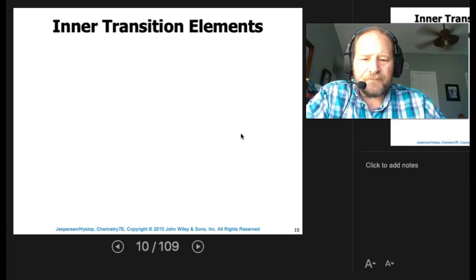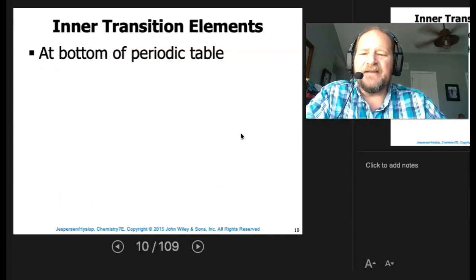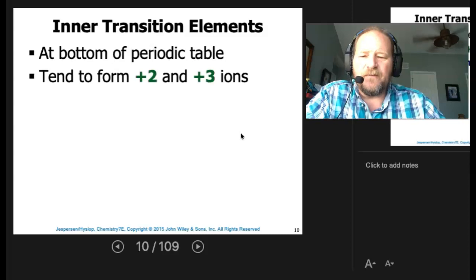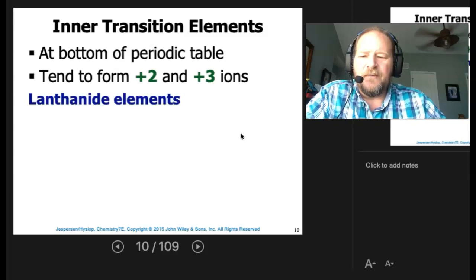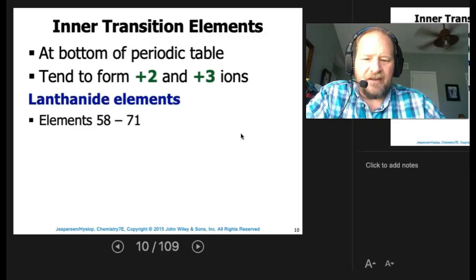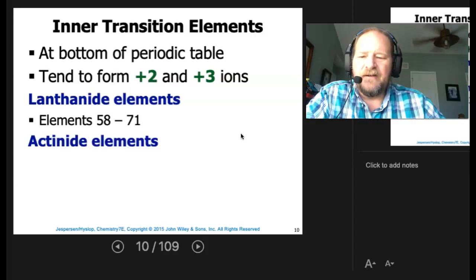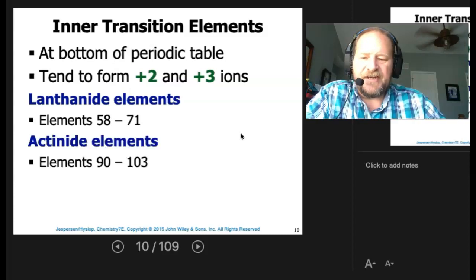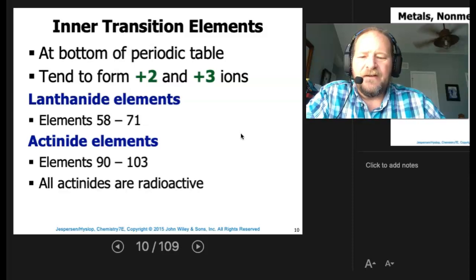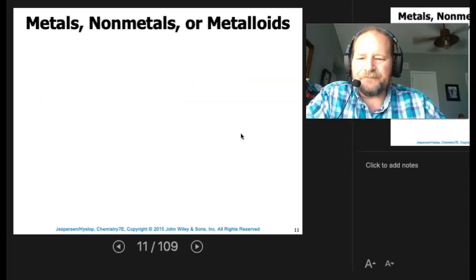Right? Now your inner transition metals at the very bottom of the periodic table, they tend to form +2 and +3 ions. We have the lanthanide series, which are the lanthanide elements. That's 58 through 71. And then the actinide series, which is 90 through 103. Now all the actinides are radioactive, right? So we're probably not going to be messing with those too much, not in this course.